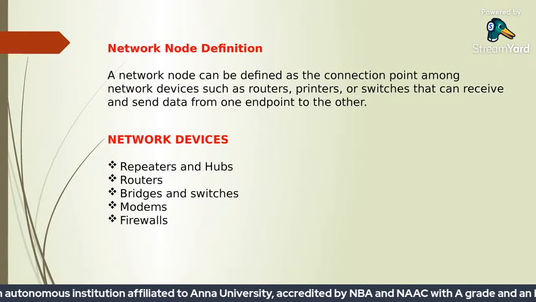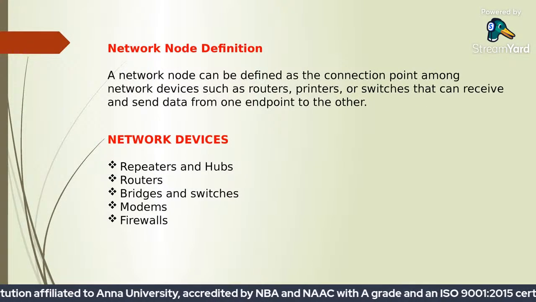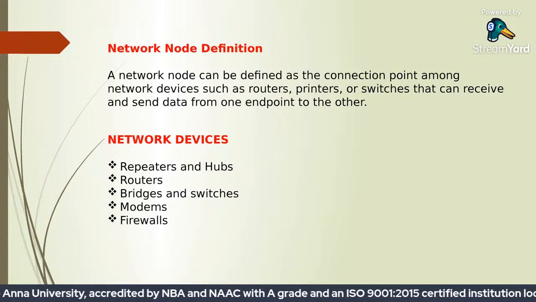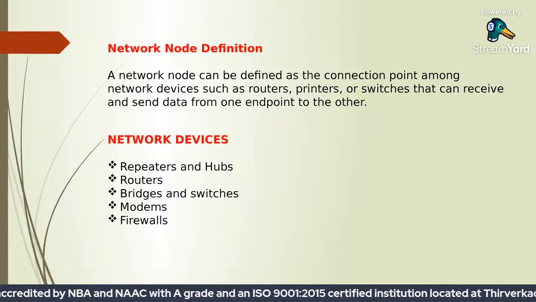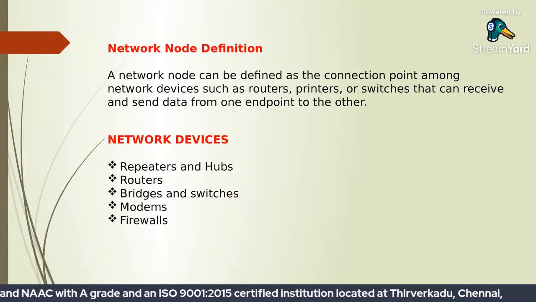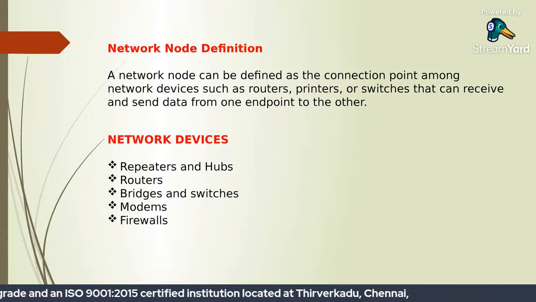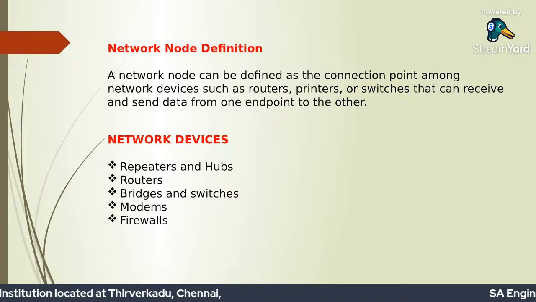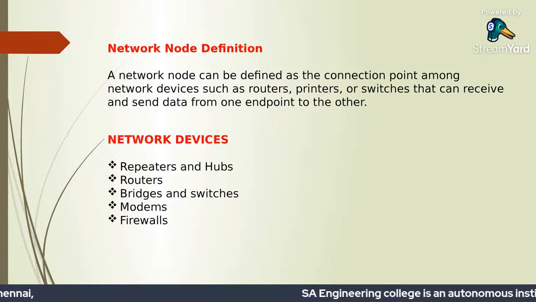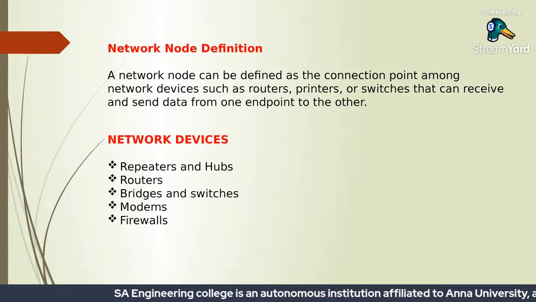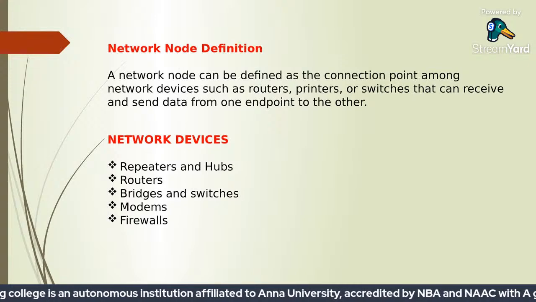Next, network nodes. Network nodes are end devices, and network devices are used for the connections, such as repeaters, hubs, bridges, switches, modems, and firewalls, which are used to receive the data from one end and send the data to the other end with the help of network devices.